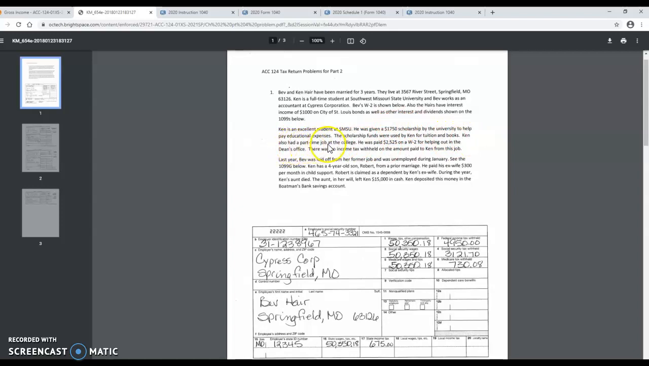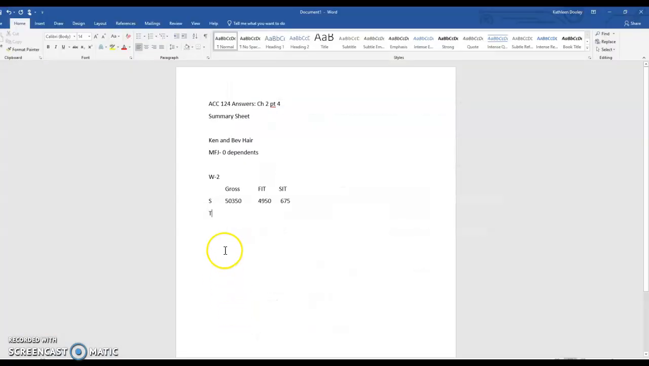But it says he also had a part-time job at the college. He was paid $25.25 on a W-2 for helping in the dean's office. There was no income tax withheld. Okay, so $25.25, and we go back here, and so $25.25 and 0 FIT and 0 SIT.